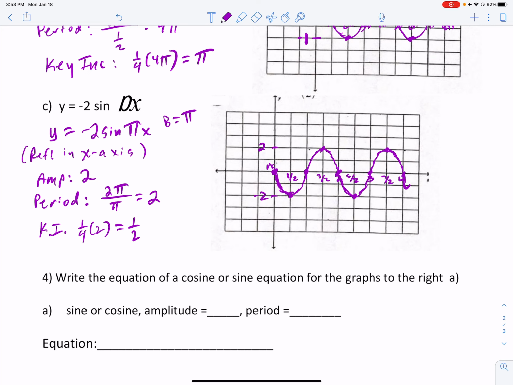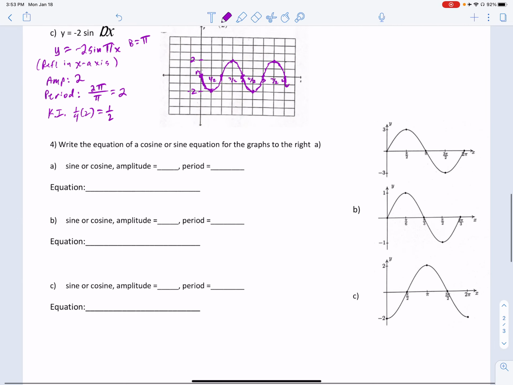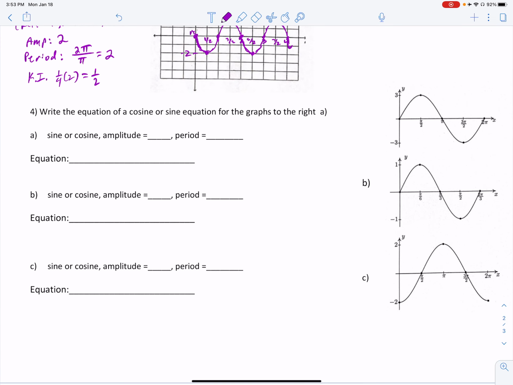All right, so then you're going to be given graphs and asked to find what the equation is. And so that's what these last three are. That's why, when you're graphing these, you need to analyze them to know how to get to the graph, so that now that we have the graph, we can work in reverse.